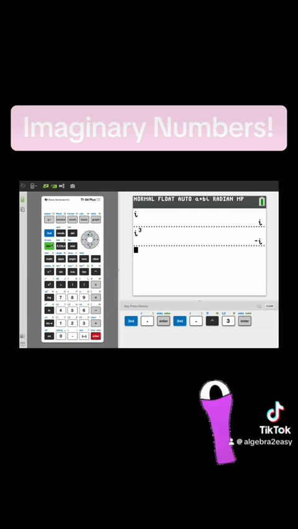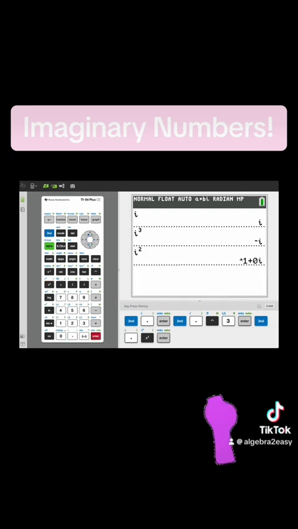Let's try i squared. And notice our answer is negative 1 plus 0i. Well, what that's telling you is that your real number is negative 1 and your imaginary number is 0. So i squared is negative 1 plus 0i, or just negative 1.